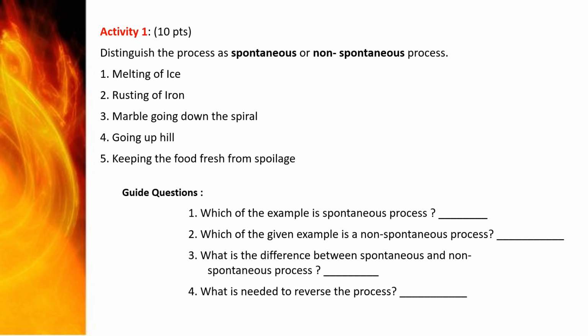Guide questions. Number 1, which of the following is spontaneous processes? So, from the 5 items, which are the following is spontaneous processes? Number 2, which of the given example is non-spontaneous process? Number 3, what is the difference between spontaneous and non-spontaneous process? And number 4, what is needed to reverse the process?